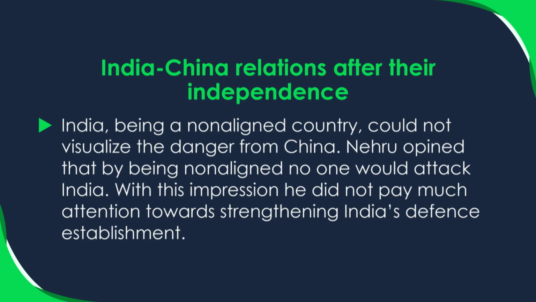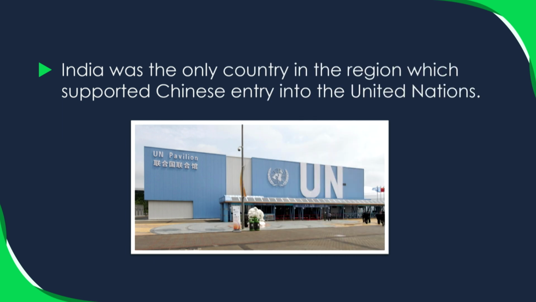India, being a non-aligned country, could not visualize the danger from China. Nehru opined that by being non-aligned, no one would attack India. With this impression, he did not pay much attention to strengthening India's defense establishment. India was the only country in the region which supported Chinese entry into the United Nations.